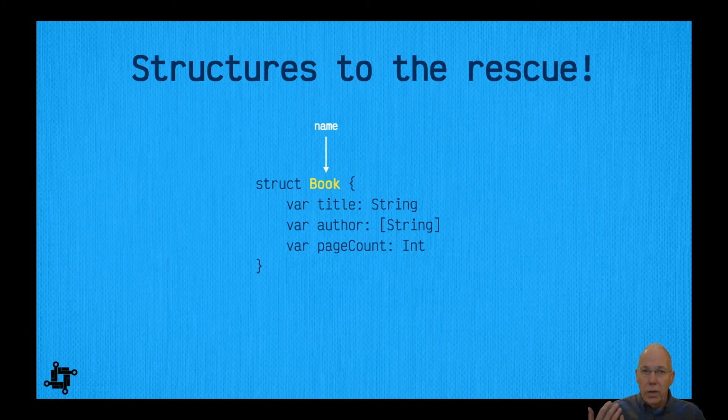Now, the interesting thing about the name for a struct is you're really declaring a new type in Swift, very much like we did with enums for enumerators. And if you don't know what those are, we have a module on that and you should check it out.